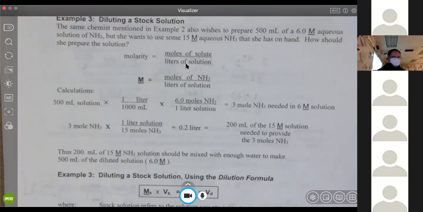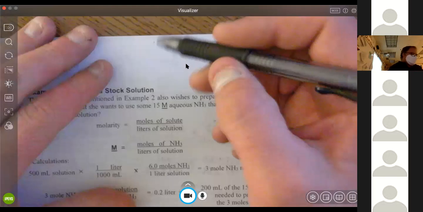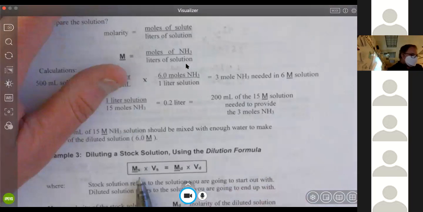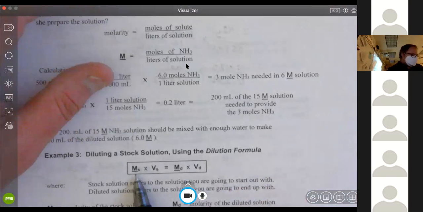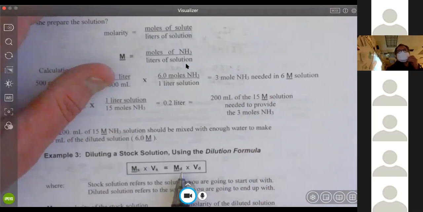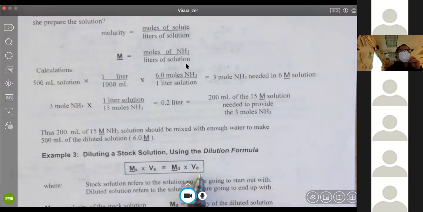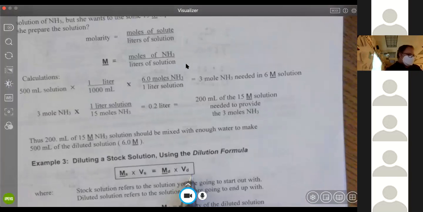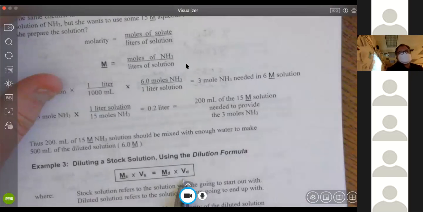Well, they have to calculate basically the scoop, or the volume of the solution to use. This is called the dilution formula. The S stands for stock, which is your starting solution. The D stands for diluted. All that's happening here is we're taking some stock and putting water with it, and we're getting a new volume and a new molarity.